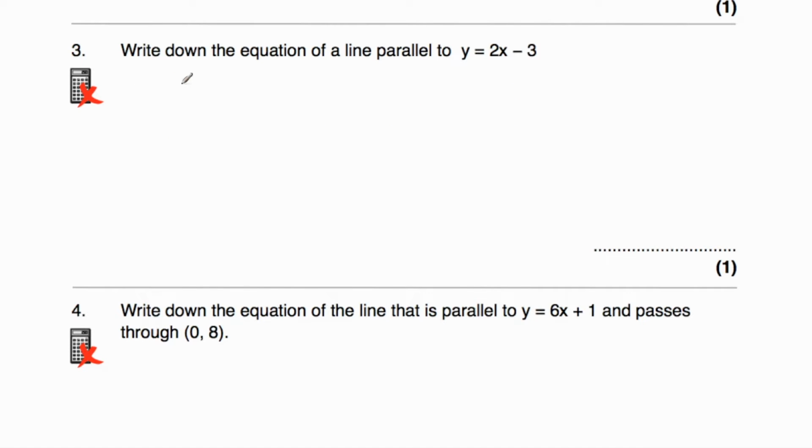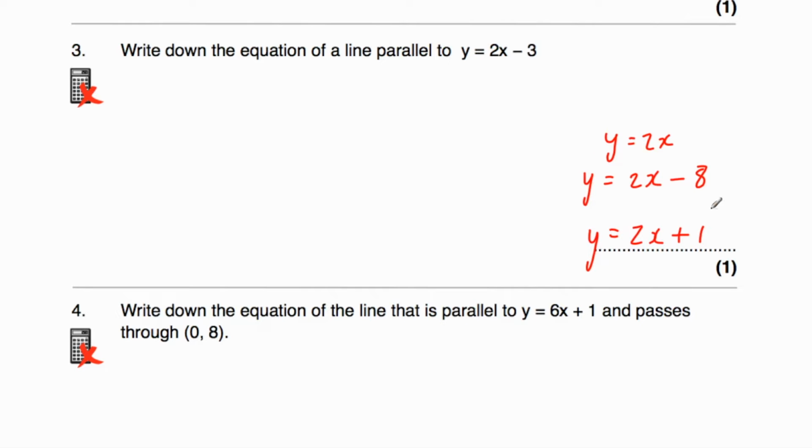Question 3 says, write down the equation of a line that's parallel to y equals 2x minus 3. We can write down the equation of any line that's parallel to it. As long as the gradient's the same, it's going to be parallel to it. So we could write y equals 2x plus 1, y equals 2x minus 8, or even just y equals 2x. All those lines would be parallel to y equals 2x minus 3.